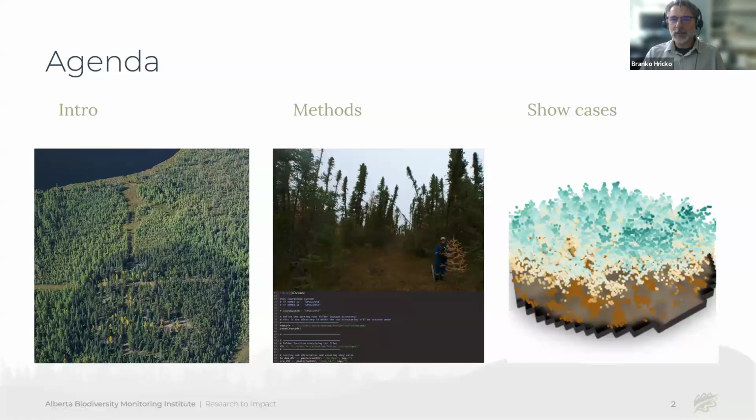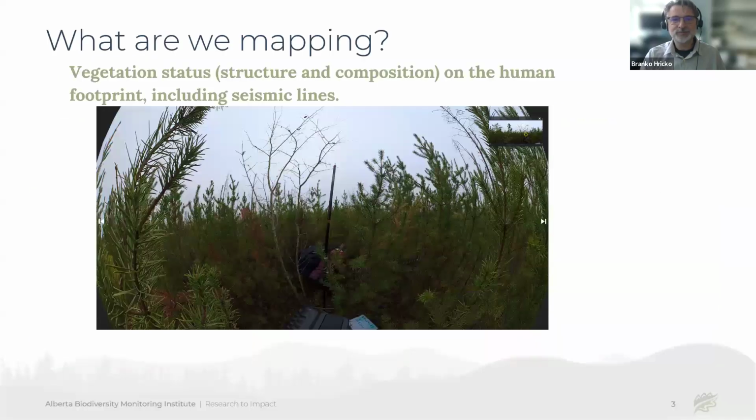And then I will follow up with some showcases where I'll demonstrate different types of vegetation and how we can use LiDAR to map those. All right, so what are we mapping? As I mentioned, we are mapping vegetation on human footprint, including seismic lines. And I felt it's important to highlight seismic lines because those are quite a specific type of human footprint. It is part of human footprint, but quite challenging to actually map.